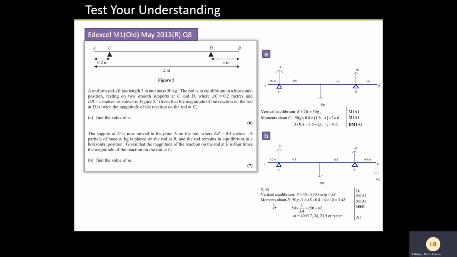Now I can look at the moments. Again, I can take moments about absolutely anywhere that I want. On this particular question, they've taken the moments about B. An advantage of taking moments about B is that I don't need to worry about this force mg because the line of action of the force goes through B. So there's no perpendicular distance. So we don't need to worry about that force at all if we take the moments about B.